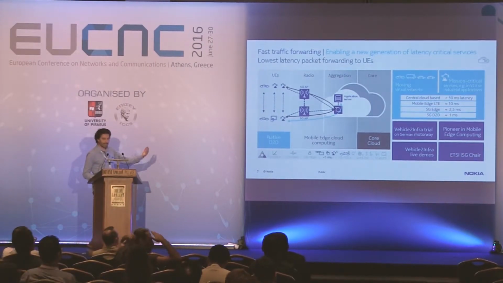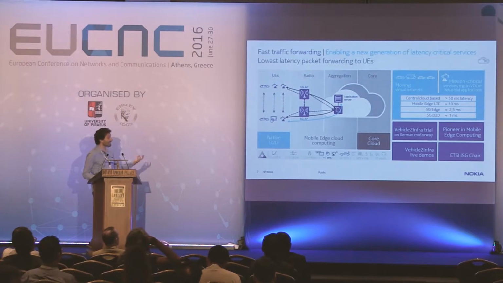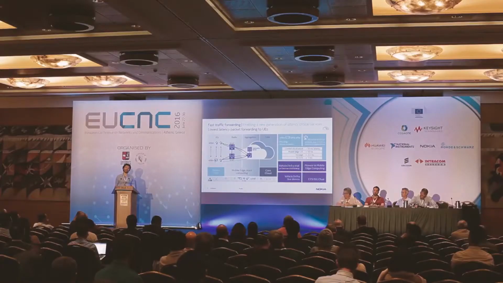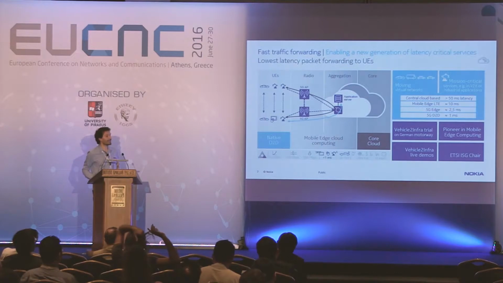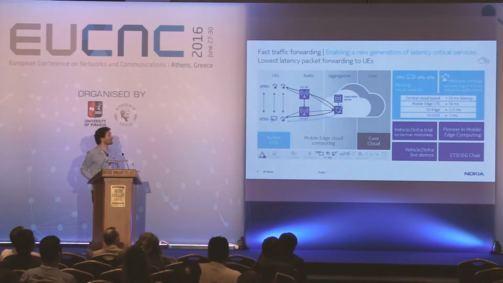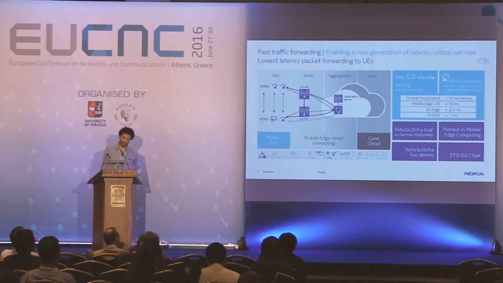If this is not possible, we can have a switching point at the aggregation, or some aggregate cloud. This would lead to a 10 millisecond solution. And of course, if none of this is possible, then we will have to go to the core network, leading to much higher latencies, more than 50 milliseconds. Again, Nokia is quite active in these aspects. We have vehicle-to-infra trials and demos on German motorways. We are pioneers in mobile edge computing. And of course, we participate; we are the chair in the ETSI ISG group.